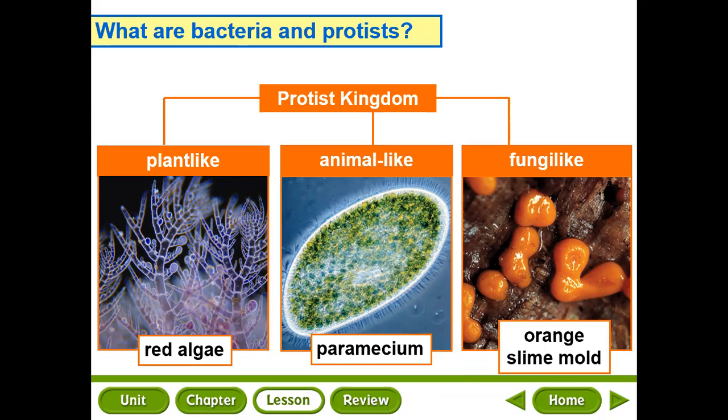They move from place to place and obtain food by eating other organisms. Fungus-like protists, such as slime mold, break down dead organisms to obtain food.